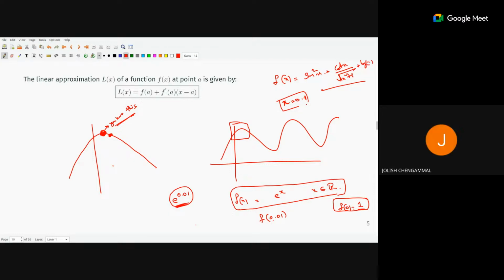So basically, sir, with linear approximation, this smooth curve, we are making it a faceted curve, made up of lines. That is the graphical understanding, right?